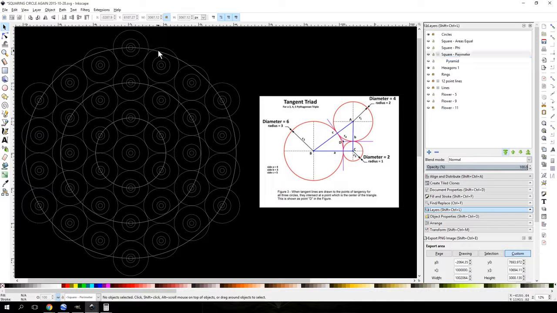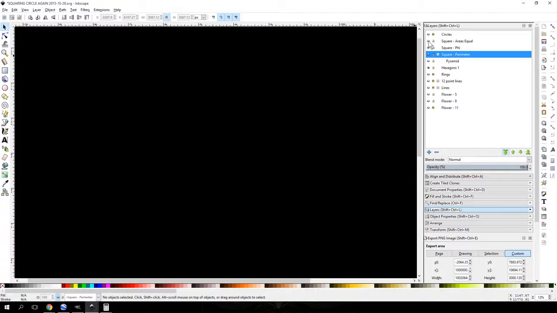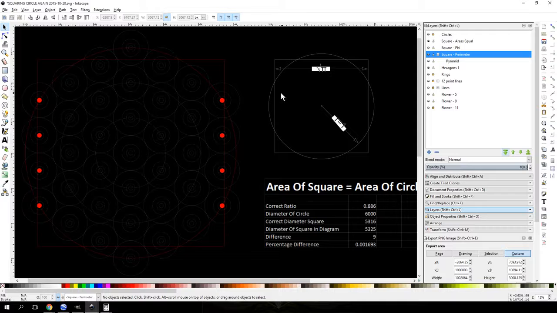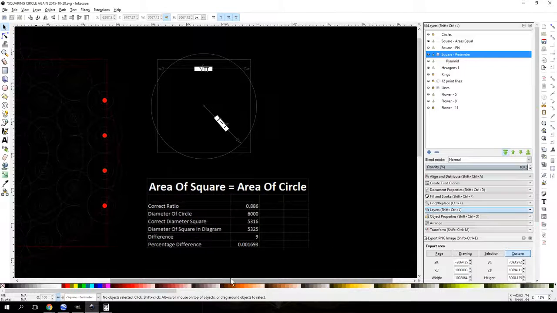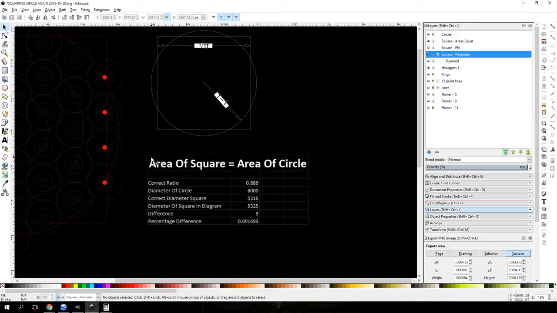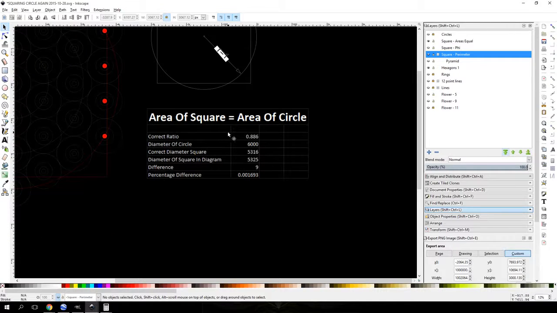And this is the circle we're going to be looking at right here, this large circle. It has a diameter of 6,000 pixels, and that's what we're going to be working with to show everything. So let's take a look at the first one. This is where the square has the same area as the circle. This is the way it looks right here, taken from Wikipedia. And here's the data. The correct ratio is 0.886 to 1, right?